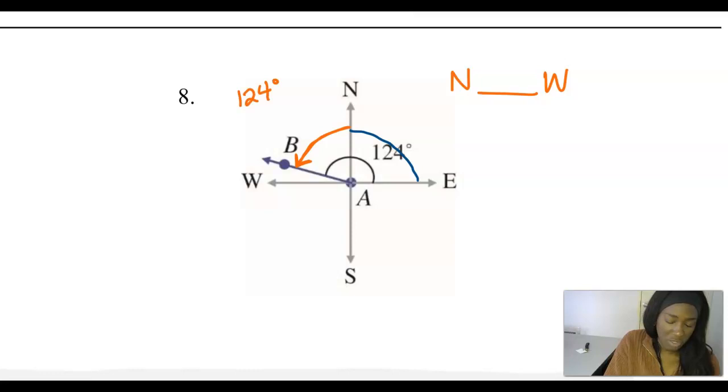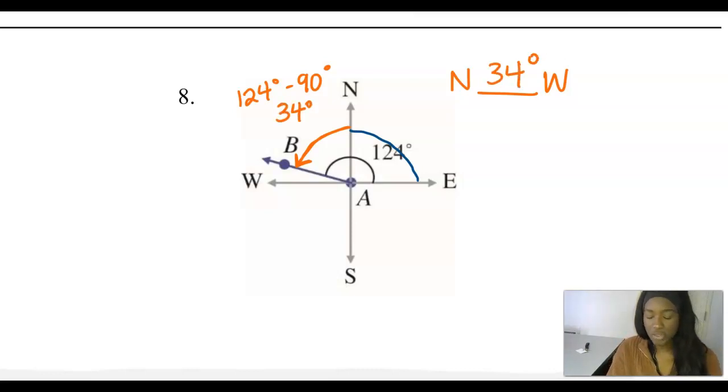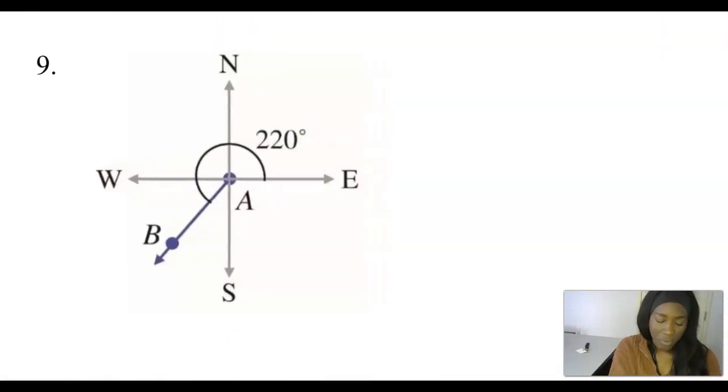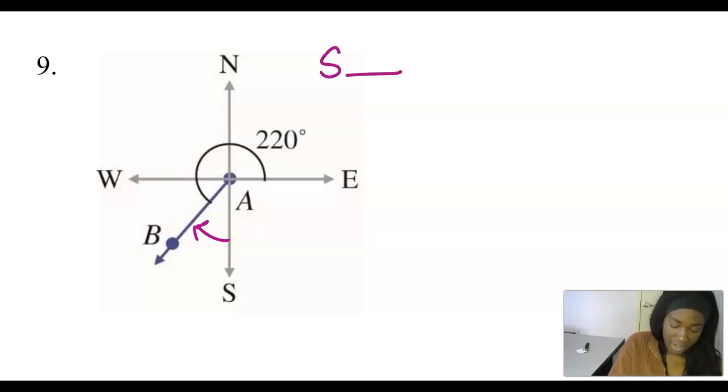So I'm just going to do 124 degrees minus 90 degrees to give us 34 degrees. So this is a north 34 degree west bearing. In example 9, we're going to need to come off of the south axis to get to that point B on that ray, because if we come off the north axis, that is not an acute angle. So we definitely know that we're coming off of south, heading some amount of degrees towards west, so from south to west.